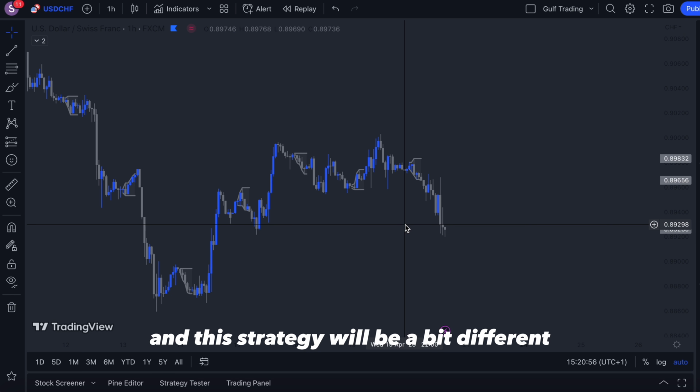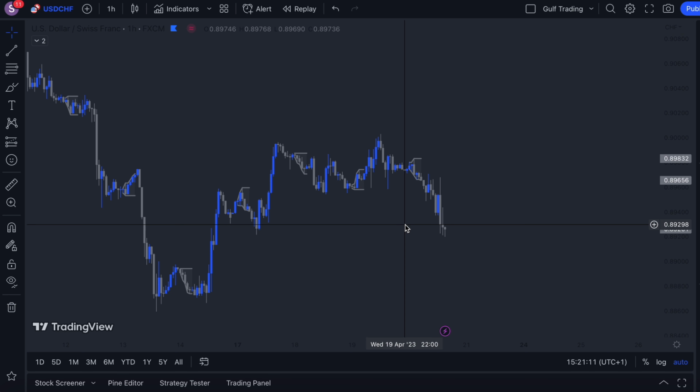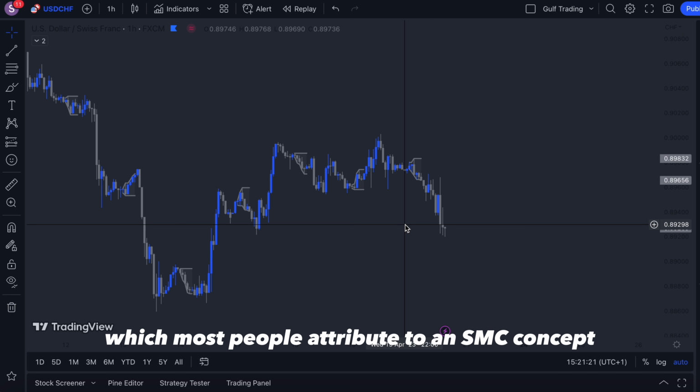And this strategy will be a bit different to some of the previous ones that I've done because they were predominantly SMC strategies that are quite common, but I wanted to get them out to you, whereas this strategy is something that I don't see many people use, and it's something that I use quite a lot. And while it does use SMC concepts, it does use liquidity, which most people attribute to an SMC concept.